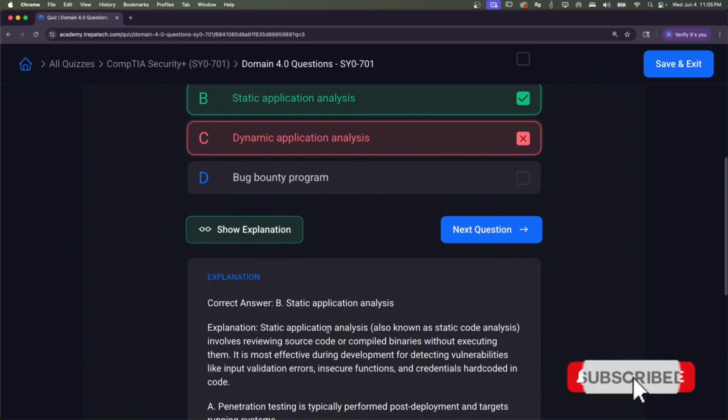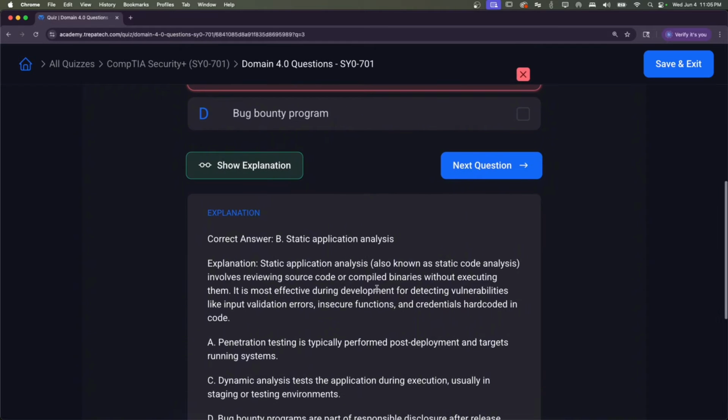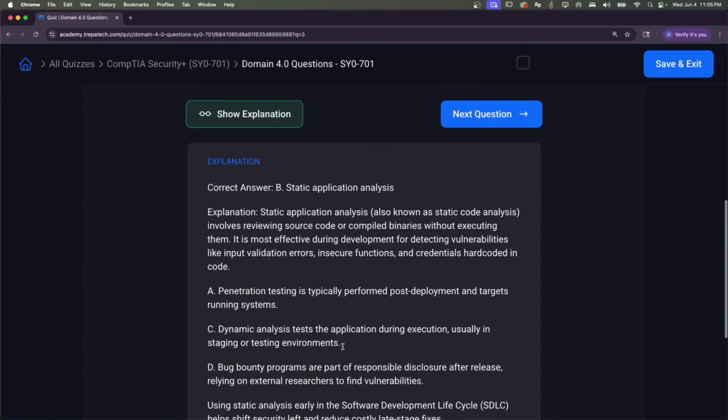Let's read the explanation. Static application analysis, also known as static code analysis, involves reviewing source code or compiled binaries without executing them. Okay. It is most effective during development for detecting vulnerabilities like input validation errors, insecure functions, and credentials hard-coded in code.